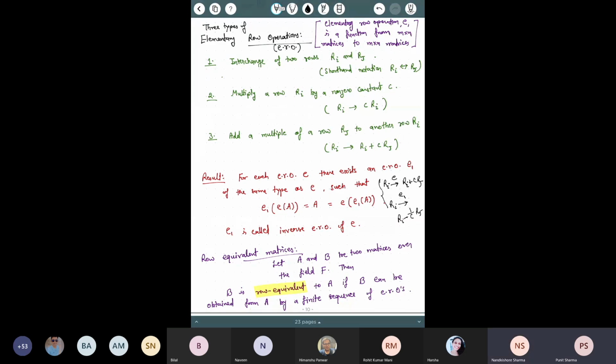Sir, in the third operation, it should be Ri minus CRj. Yes, Ri minus CRj, so C times Rj. It's CRj, not 1 by C. Right, you are right, it would be CRj. You just verify, that's all. Because we are adding CRj, so we have to subtract CRj.